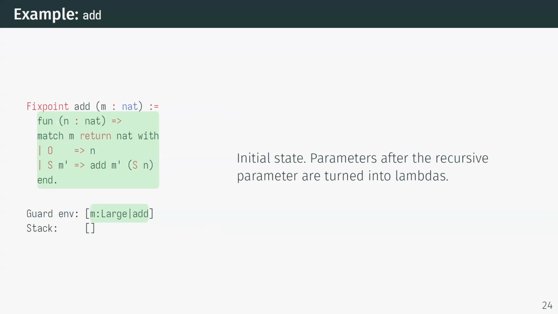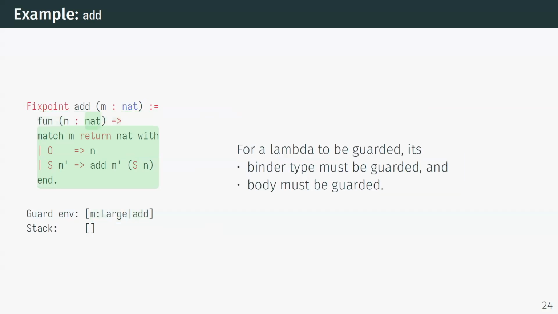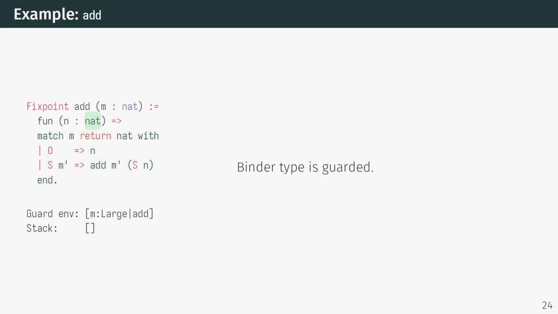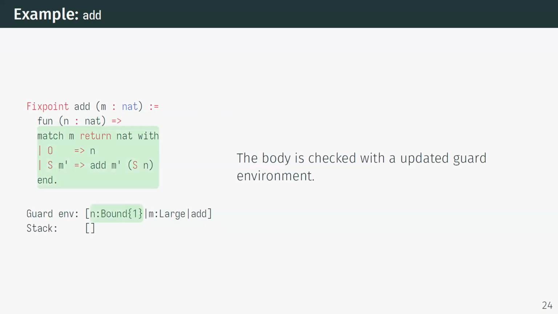Every parameter after the recursive parameter is cut and turned into lambdas. So for example, N, here you have a big lambda. And then to check the guardedness of a lambda, you need to check two things, the binder type and then the body, because we are in dependent types, so the types can depend on terms. So clearly this is guarded, hopefully. And the body is up.